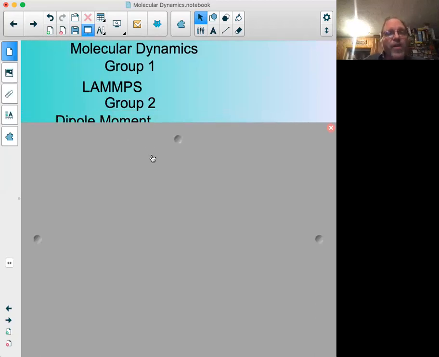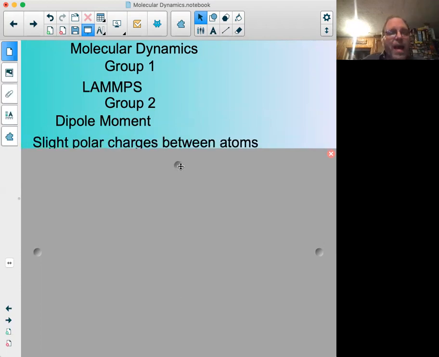Now, there are a couple of things you do need to know for the process. First of all, it's something called dipole moment. Remember, we talked about in bonding, polar bonds, molecules that have opposite charges across it. Well, a dipole is a slight polar charge between atoms, okay?